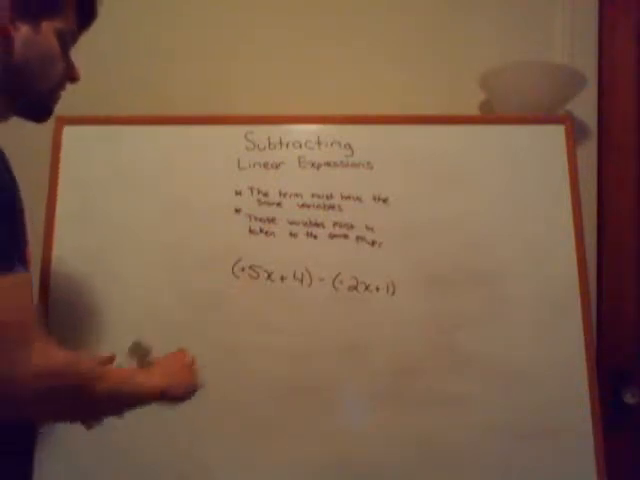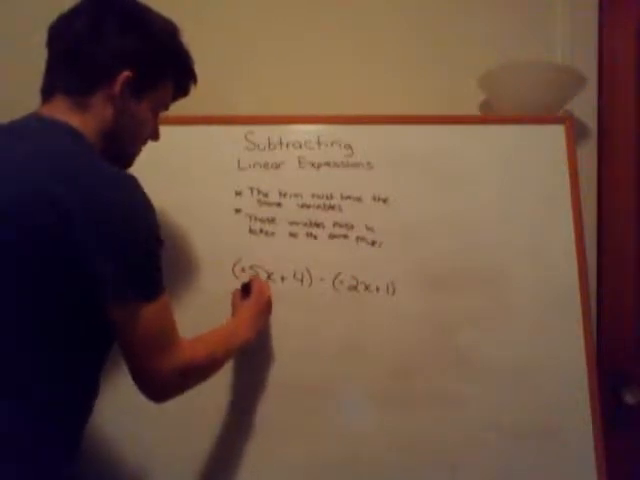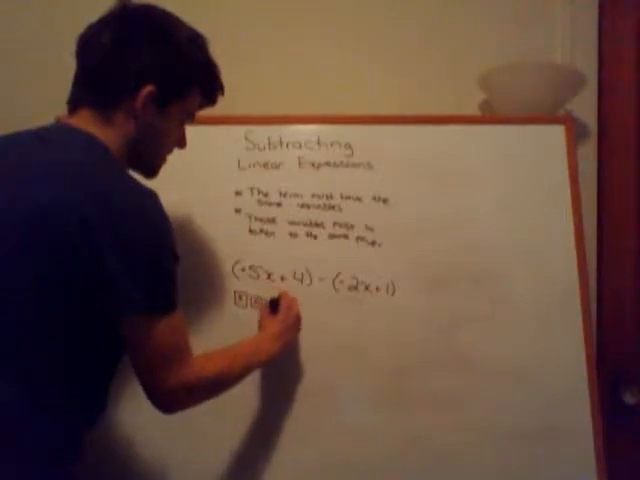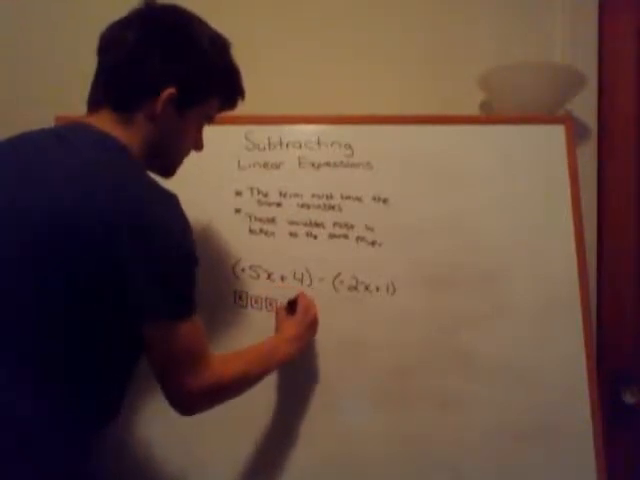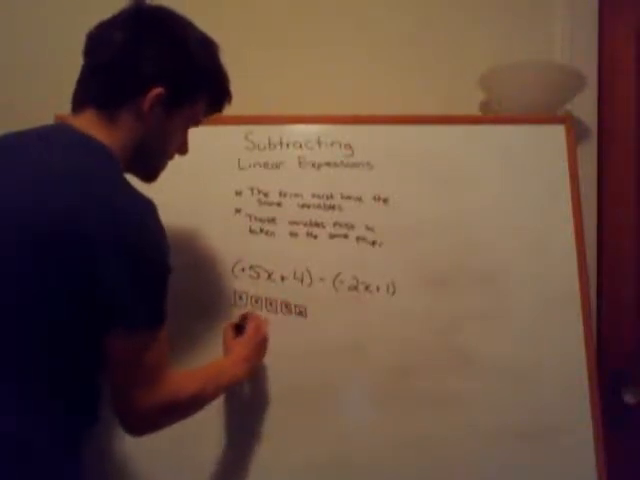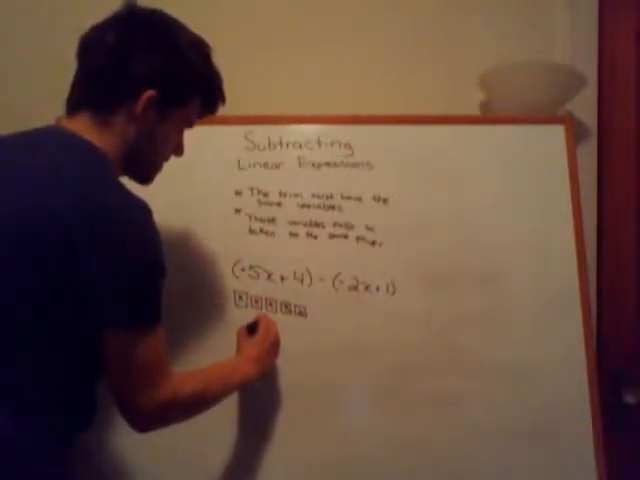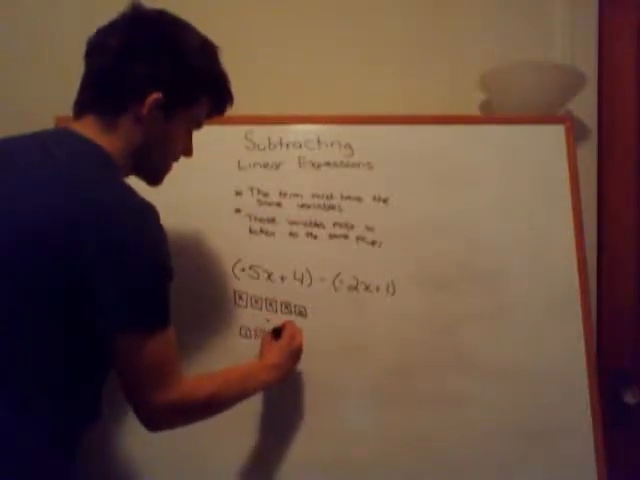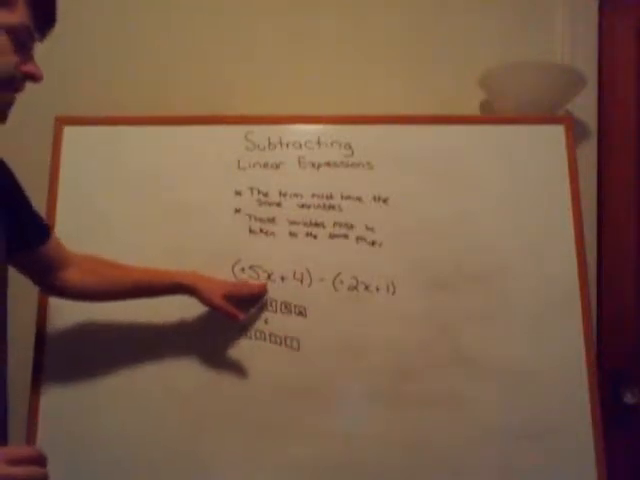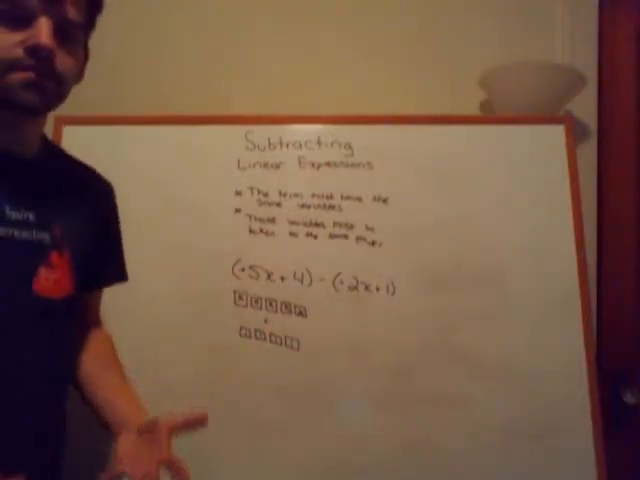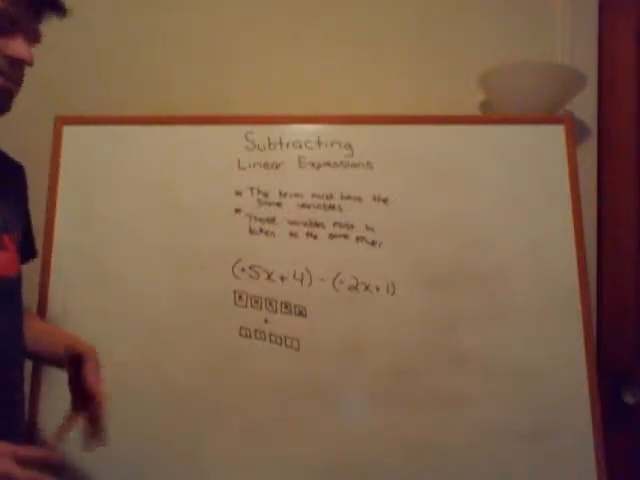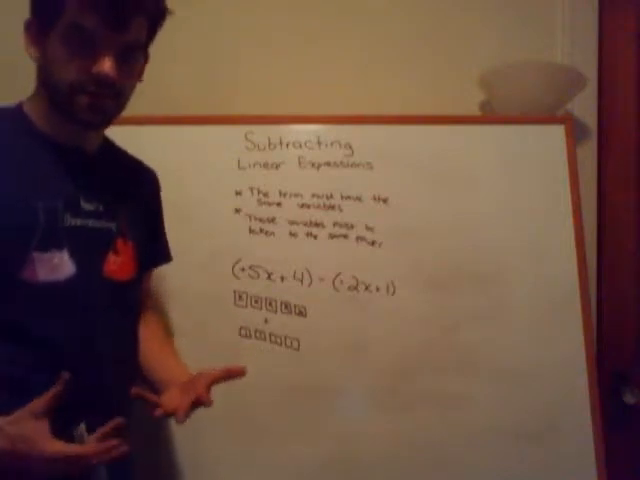Okay, now I'm going to illustrate this with a model. So what I'm going to do here is draw 5 boxes of x, representing 5x, plus 4 boxes of 1, representing 4. Now, what we're trying to do here is combine the like terms of the two expressions, which will allow us to come up with one simplified expression.